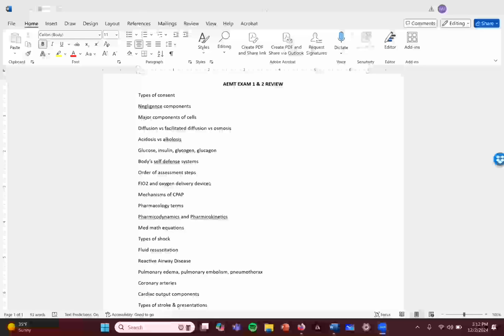FiO2 and oxygen delivery devices. Just think of our non-rebreathers and nasal cannulas. Remember FiO2, fraction of inspired oxygen. It's just the amount of oxygen that's in the air that a patient is breathing.